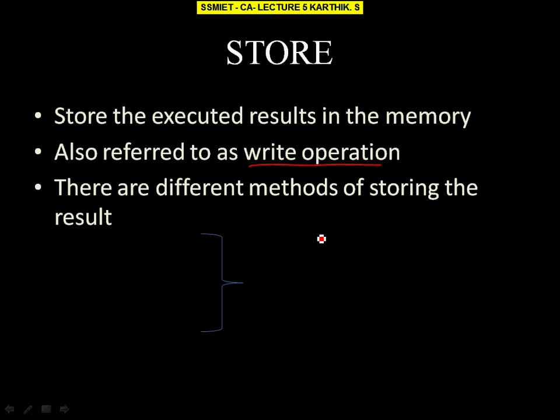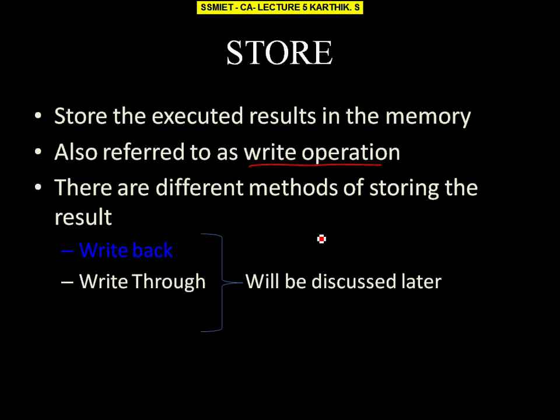There are different methods of writing the data into the memory. They are write back, which is one method of storing the data into the memory, and write through, which is another method of storing the data into the memory. These write back and write through mechanisms of storing the data will be discussed in later sessions.